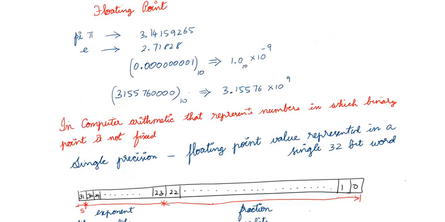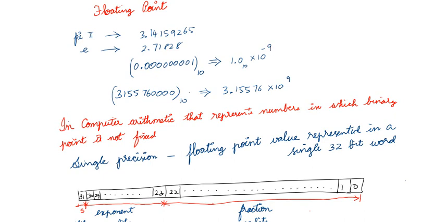So before going into that, we should know what a floating point is. If you take decimal numbers such as pi and e for exponential, their corresponding decimal values are 3.14159265, and for exponential it is 2.71828. And you can see a very small value, that is 0.000, you can see 9 zeros, followed by 1. It can be represented as 1.0 times 2 to the power minus 9.